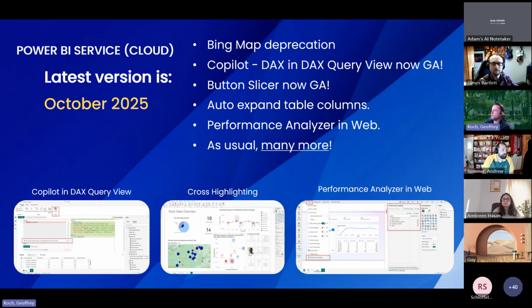Kind of on topic here, Copilot. They just announced you can use Copilot to create DAX in DAX query view. It's generally available now, so feel free to use it in production, right? It's GA. It's not a preview feature any longer. So if you haven't been using it already, feel free to use it if you have access to Copilot there.